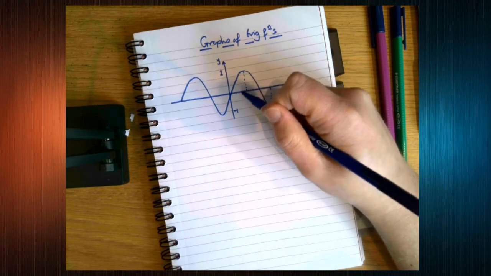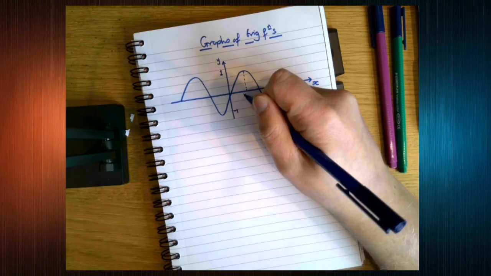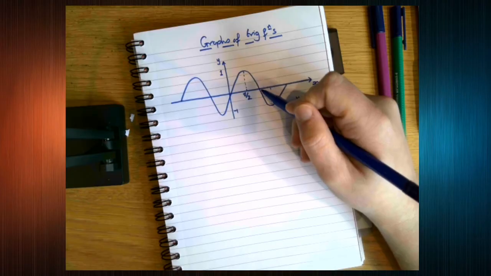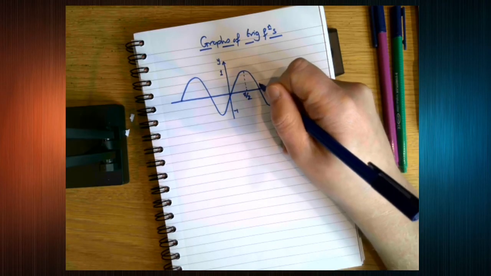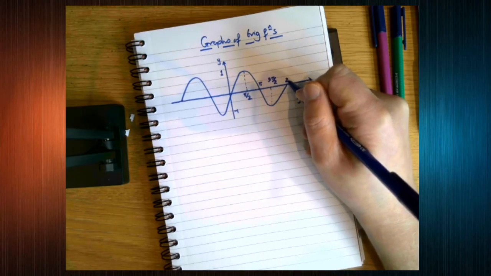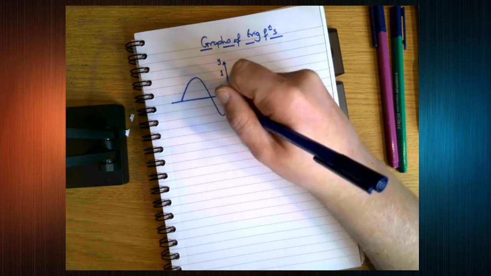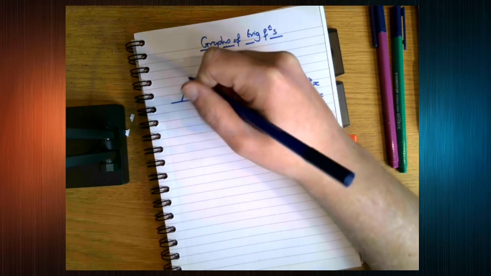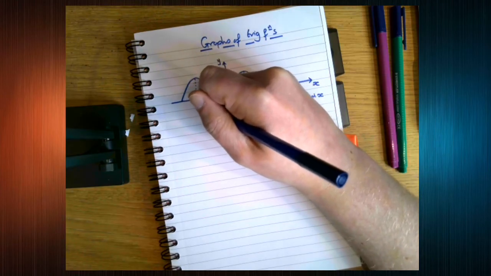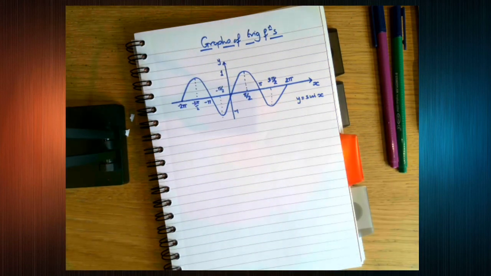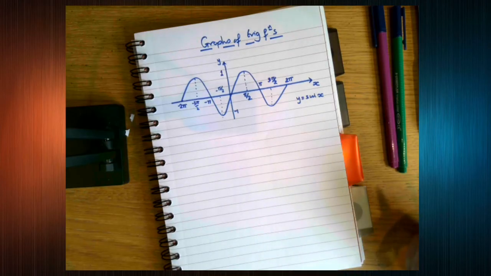Sine of 90 degrees is 1. So in radians, pi over 2. Sine 180 is 0, in radians, pi. And so on. Going backwards, we can see there. And that's y equals sine x, drawn in radians.